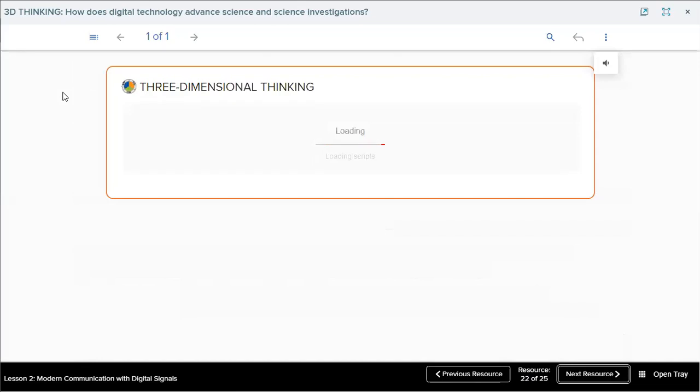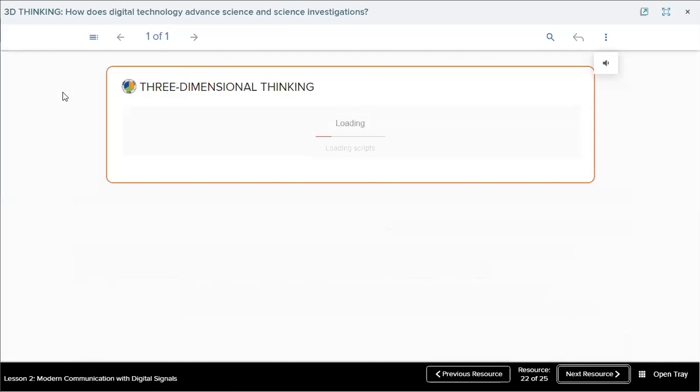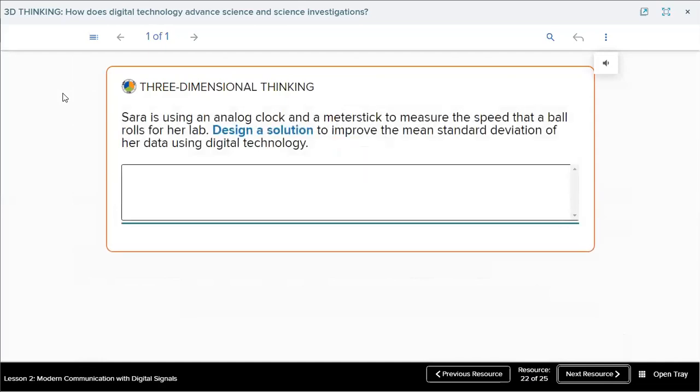This is 3D thinking about how digital technology advances science and science investigation. As far as using an analog clock and a meter stick to measure the speed that a ball rolls, for the hair lab, design a solution to improve the mean and standard deviation of hair data using digital technology.